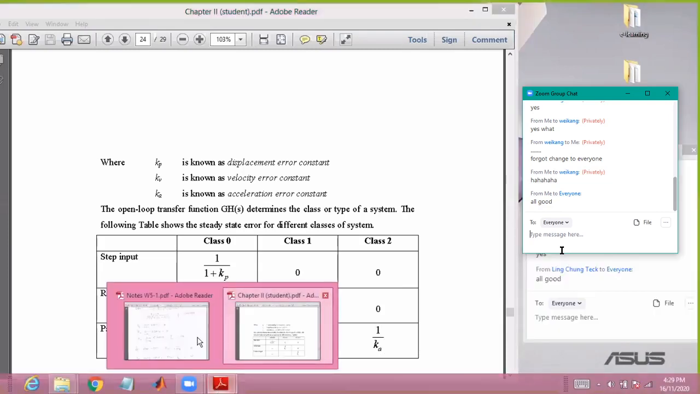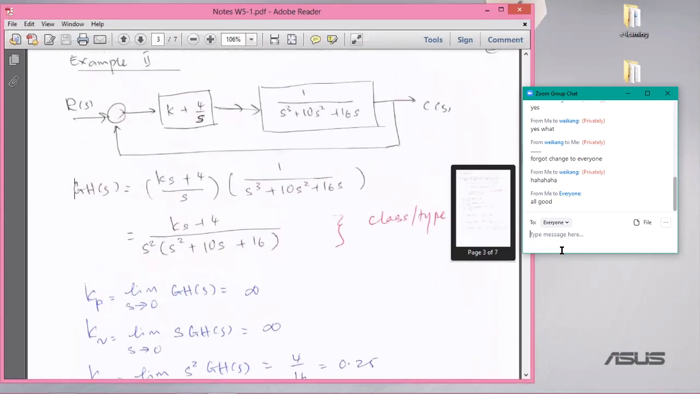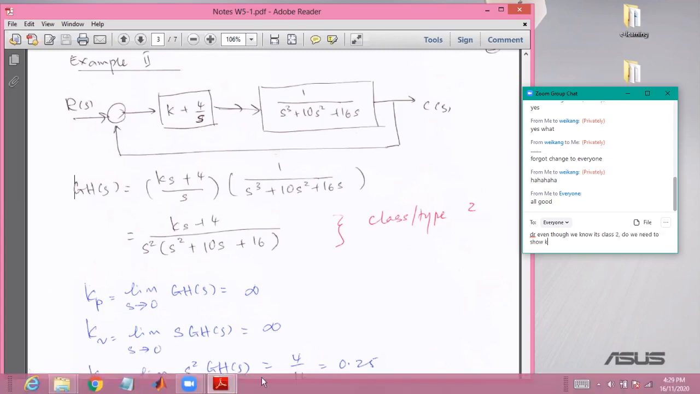So this example illustrates how you calculate the steady state error. It is purposely chosen as a system of type 2 to illustrate the steady state error for class 2 type of system. Do you have any question?